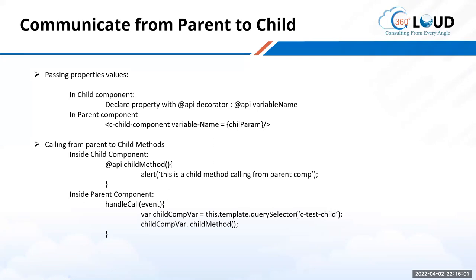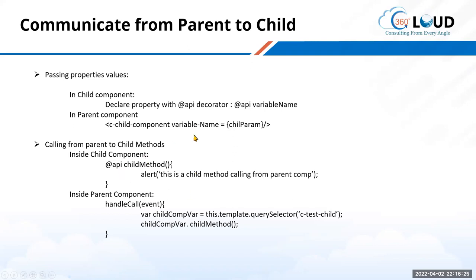Okay, thanks. Arpit, we have to use @api only in the child components, there is no other way for parent to child communication, right? Yeah, if you want to make it a variable, then we have to use @api.